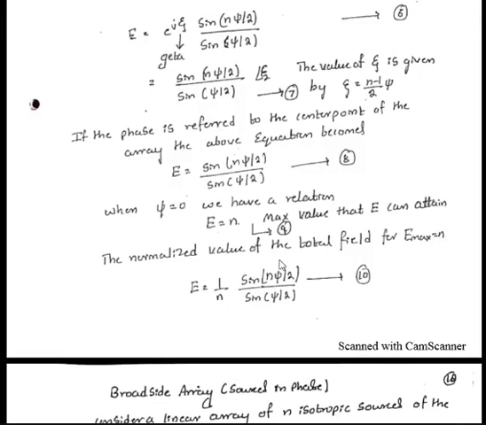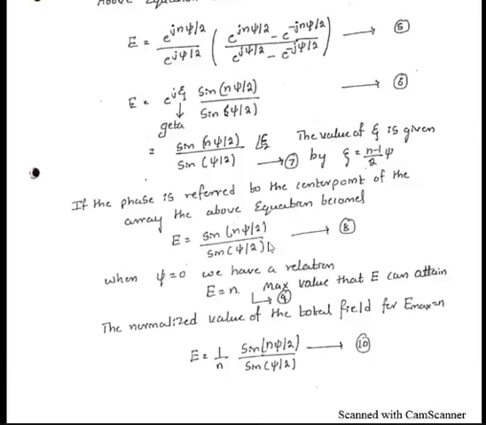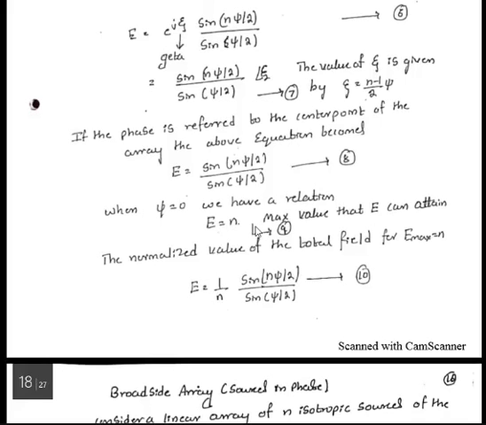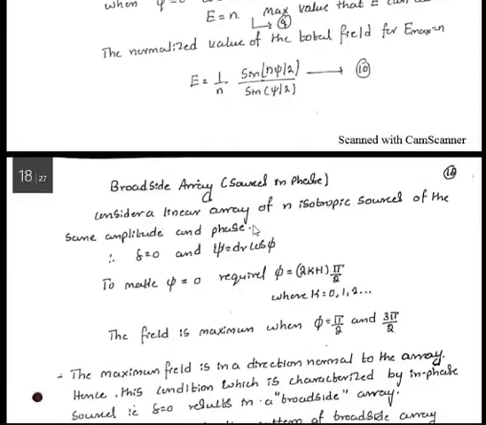For the normalized value, E could be written as E is equal to 1 by n, sin(n psi by 2) divided by sin(psi by 2). This is equation number 10. So remember, equation number 8 is a major one for a linear array of n isotropic point sources of equal amplitude and spacing. Let us move on to the next topic, which is very important and usually comes into the problem.